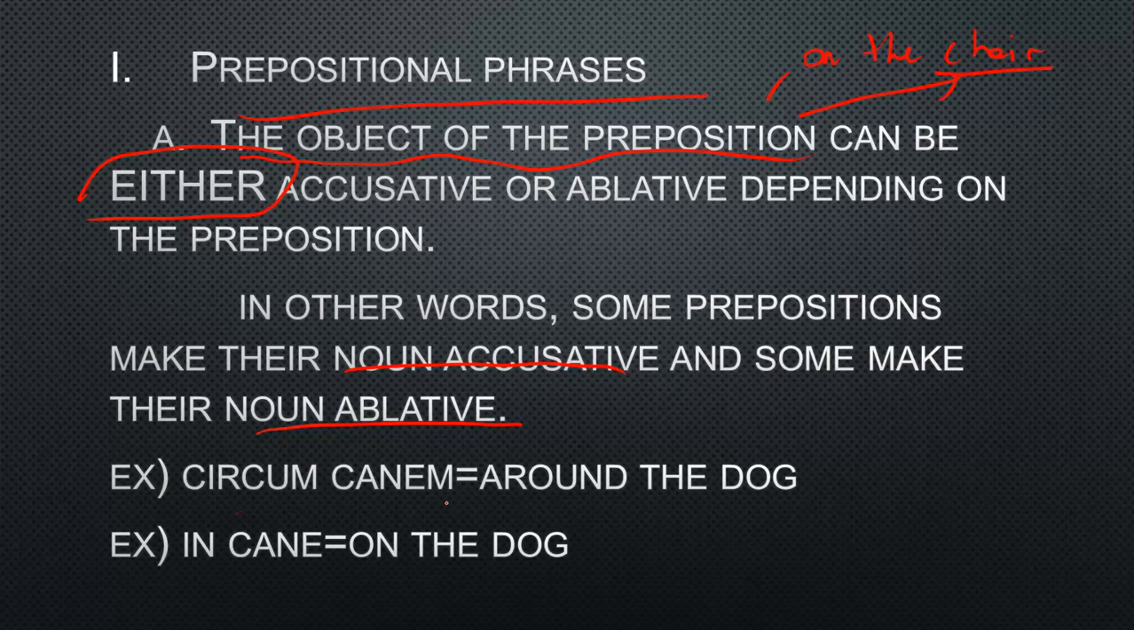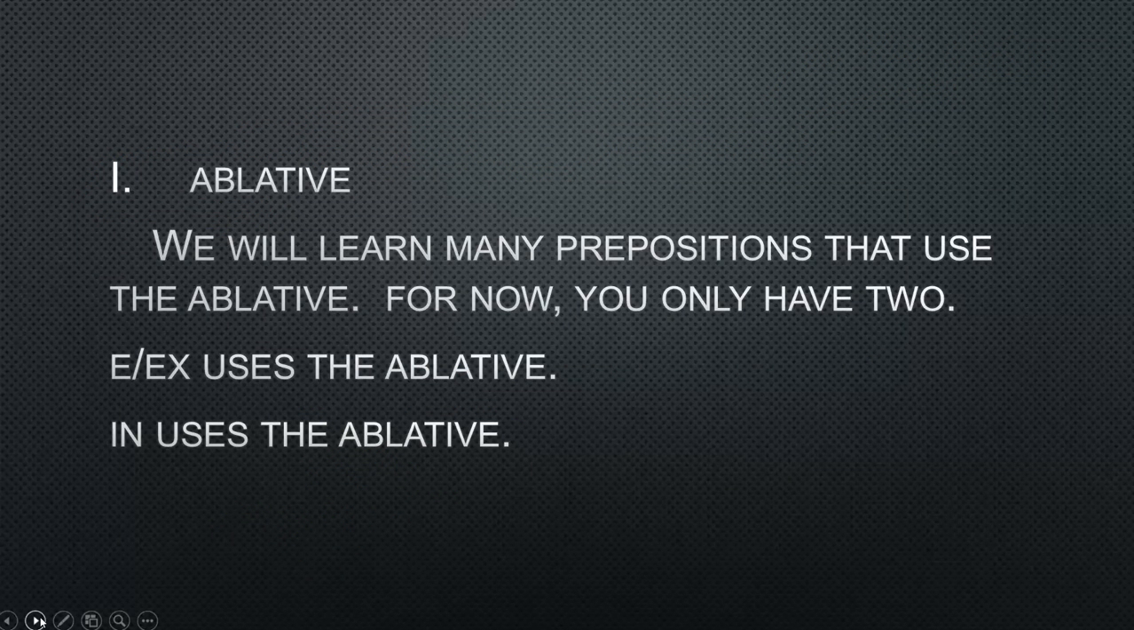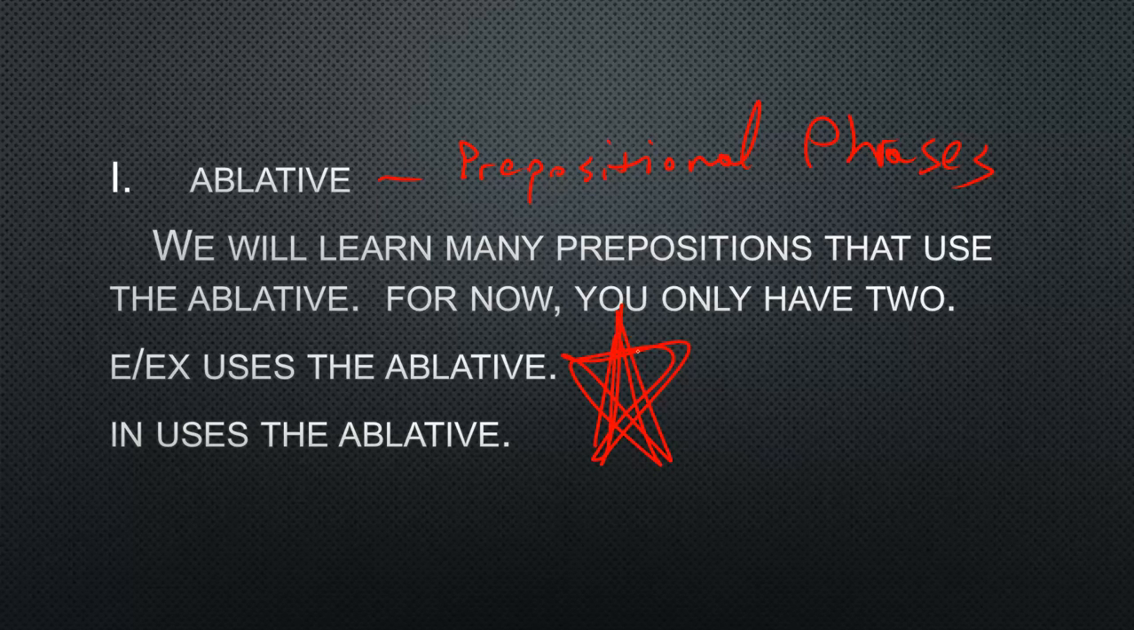Exempla, circum canem, says around the dog. Notice that circum uses accusative, so any noun we pair with it will be accusative. But in cane, which says on the dog, in uses ablative. So, ablative. We're going to learn many prepositions use ablative. That's what ablative is used for. It's used for prepositional phrases, meaning that the object of the preposition with it will be ablative. For now, we only have 2, so these are the 2 you need to memorize, meaning any noun paired with them will have to be ablative.